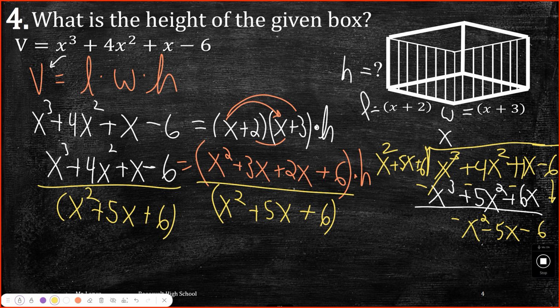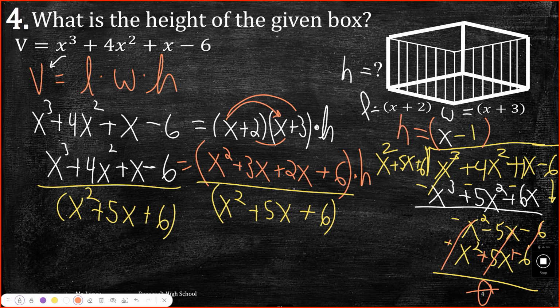Match it up. X squared times what is negative x squared? Negative 1. Negative 1 times x squared is negative x squared. Negative 1 times 5 is negative 5x. Negative 1 times 6 is negative 6. And we change the signs. Cancel, cancel, cancel. No remainder. This is the height.